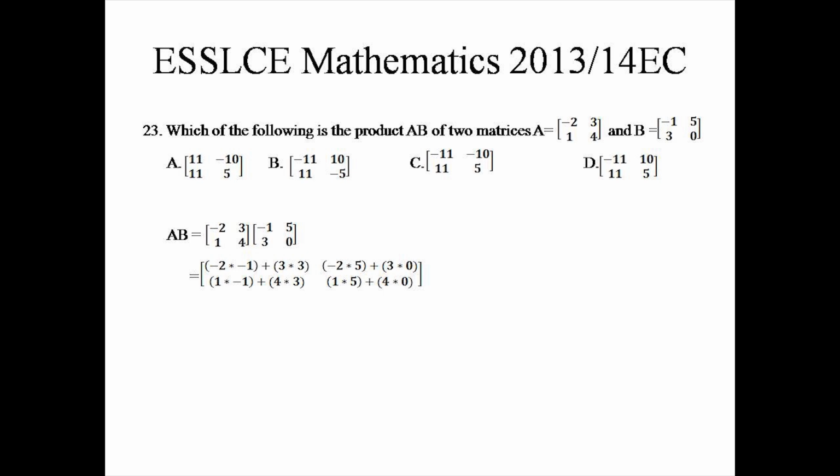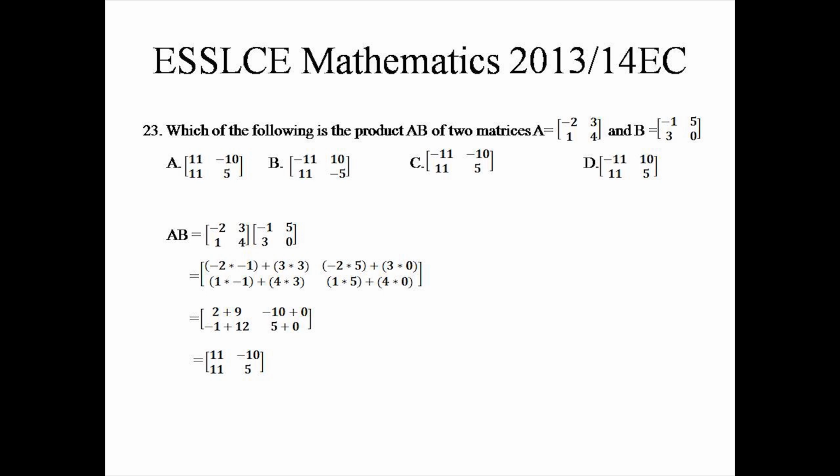Negative 2 times negative 1 is 2 plus 3 times 3 is 9. Negative 2 times 5 is negative 10 plus 3 times 0 is 0. 1 times negative 1 is negative 1 plus 4 times 3 is 12. 1 times 5 is 5 plus 4 times 0 is 0. 2 plus 9 is 11. Negative 10 plus 0 is negative 10. Negative 1 plus 12 is 11. 5 plus 0 is 5.